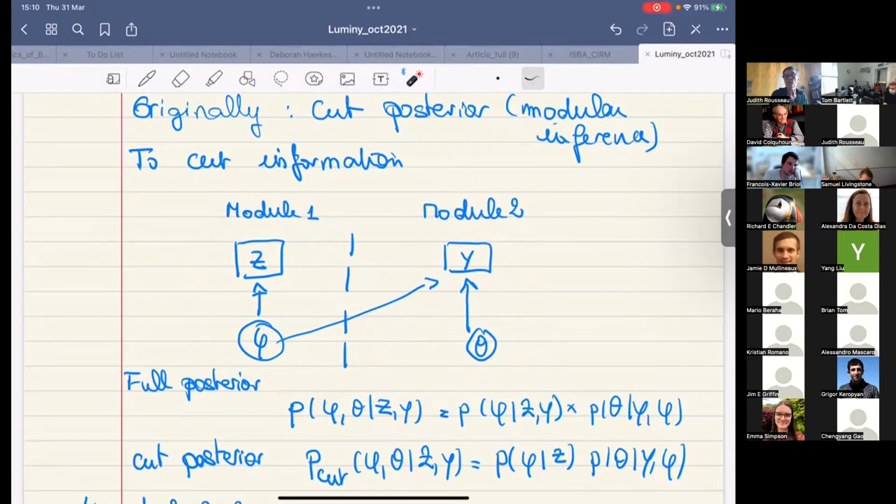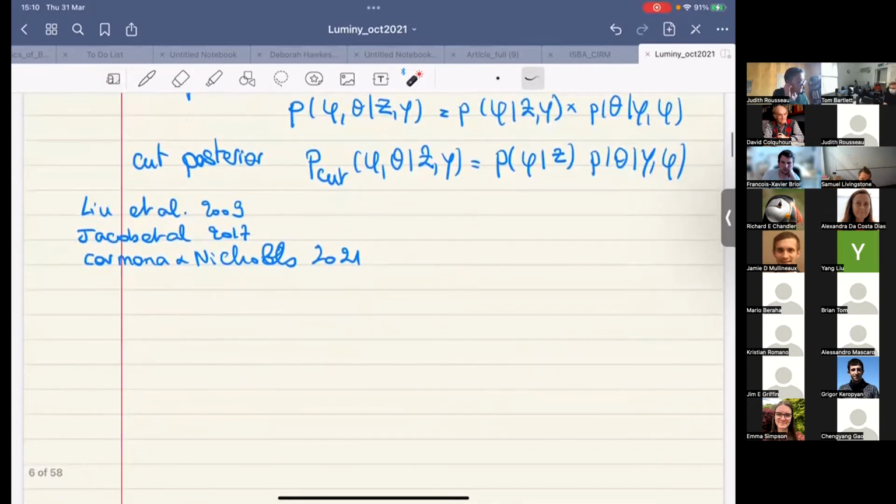That was one of the reasons why people use cut posteriors. They're also called modularized posteriors in the literature, but they've been around for a while. Another reason might be computational ease. There is a really interesting paper by Liu, Bayarri and Berger in 2009, and a recent paper by Pierre Jacob and some co-authors, and by Chris Carmona and Nichols on that. But that was the context where they used cut posteriors.